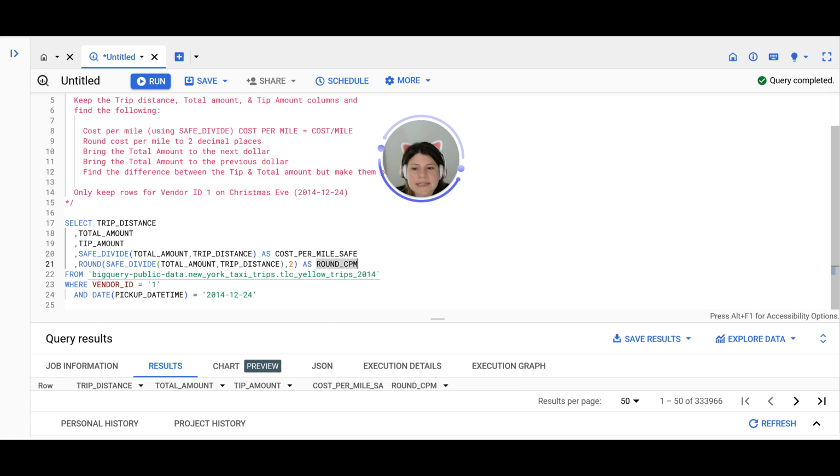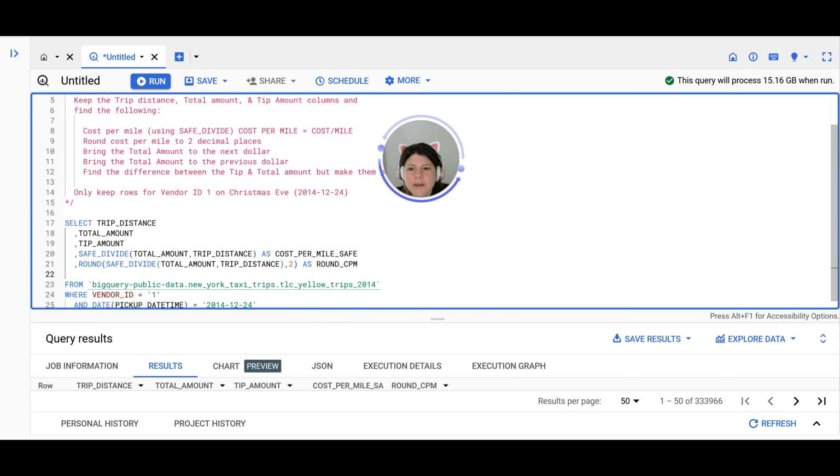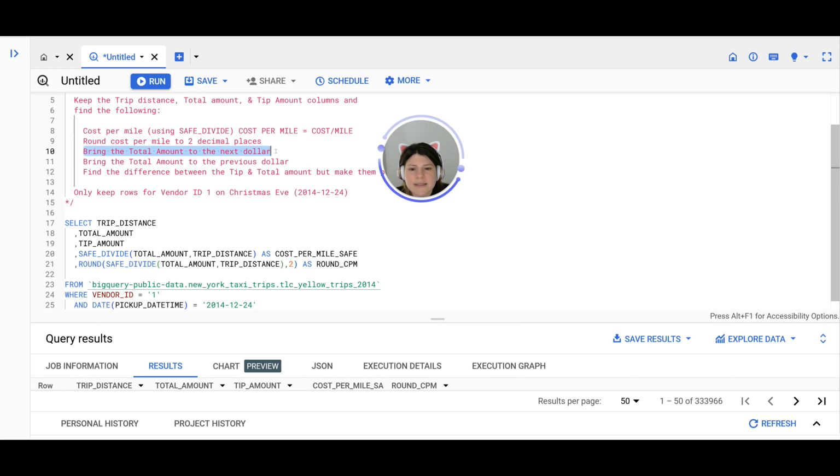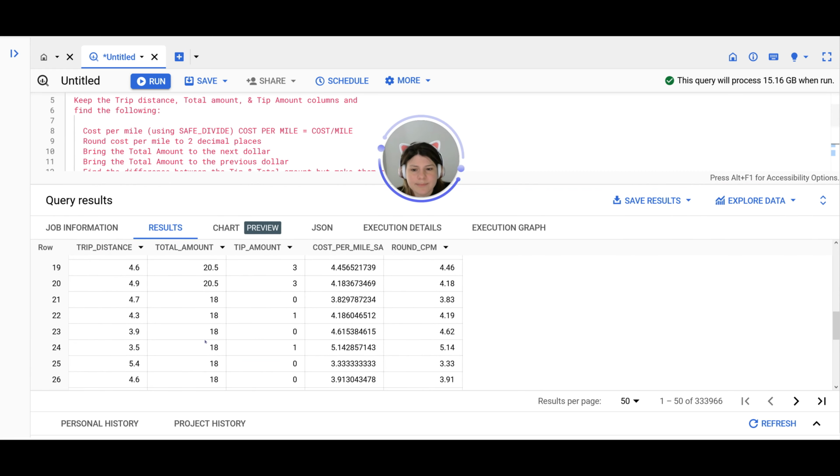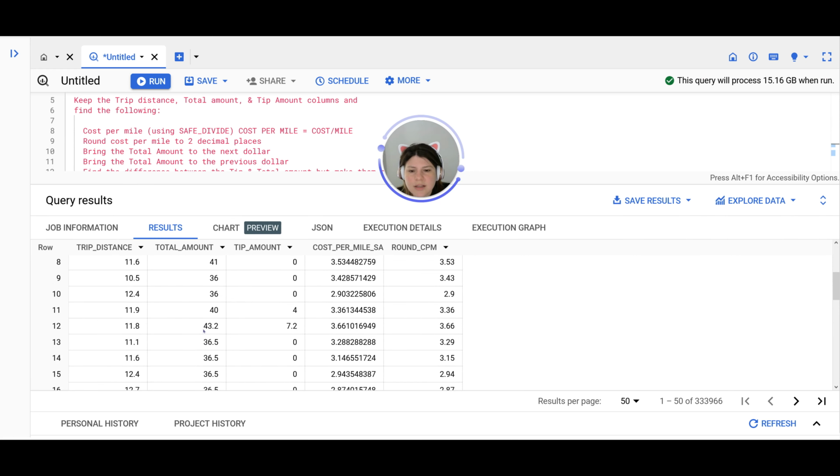We're going to try something similar. We are going to bring our total amount to the next dollar, and then we'll bring our total amount to the previous dollar. This might sound a lot like the rounding we just did, but it's a little different. So let's take a look.